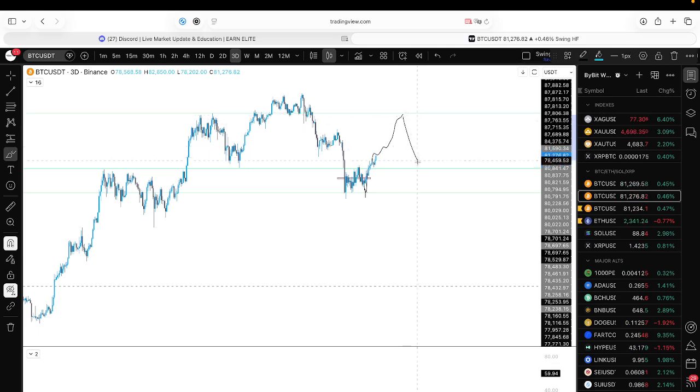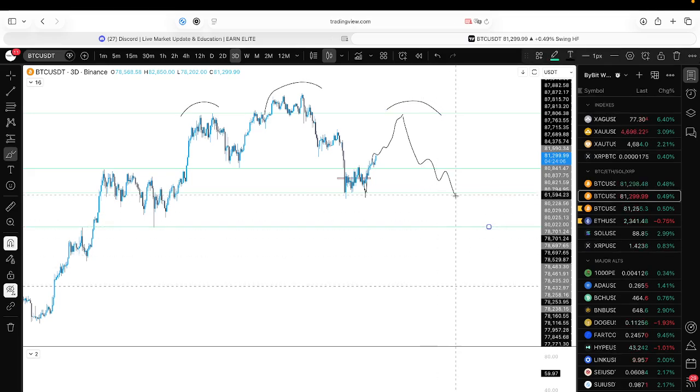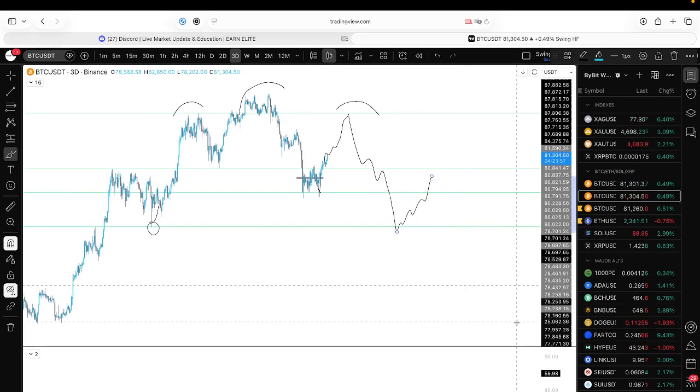And if I go with my brush like this, what do you see here? 1, 2, 3. At this point here, I really think we can go at least here. At this point, we can take out this low here and maybe start to build again. What do you think? Makes sense?